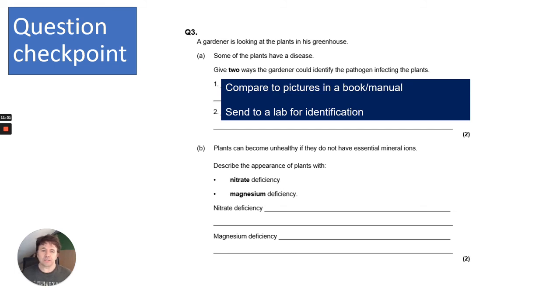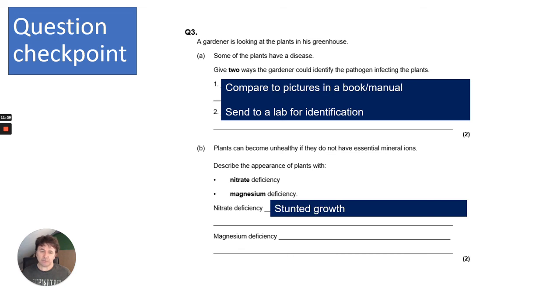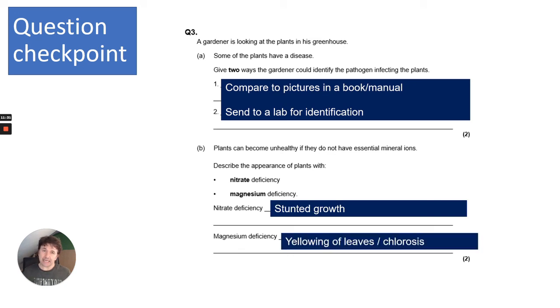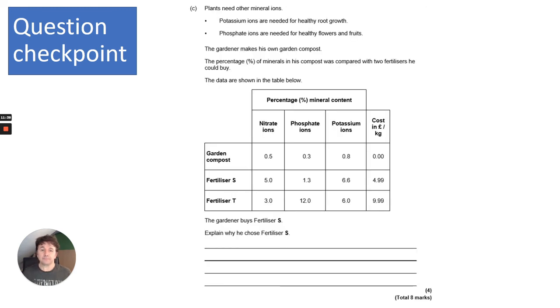And then the second question says, describe the appearance of plants with nitrate deficiency and magnesium deficiency. So again, nitrate, stunted growth, and magnesium, yellowing of leaves, or you could just use one word, which is chlorosis. This next question, there's a lot of data here. So I'd like you to pause, read, and answer in 3, 2, 1.